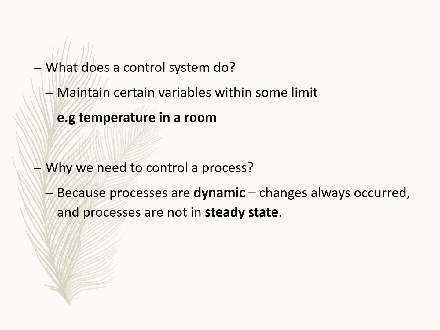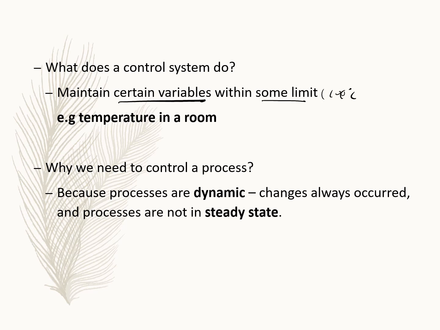Okay, what does a control system do? It maintains certain variables within some limits. The certain variable actually depends on our control objective, so what we want to maintain. For example, if we want to maintain the temperature of boiling water, our control system will maintain the temperature of the boiling water within some limit that we set. For example, boiling water is 100 degrees Celsius.